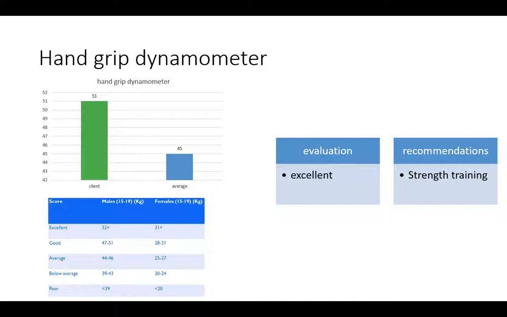To improve their core, they can do activities such as sit-ups and crunches, and to improve their arm strength for the passes, they can do press-ups and weights if they have them, or they can sign up to a gym. To improve their leg strength, they can do squats and things like that.